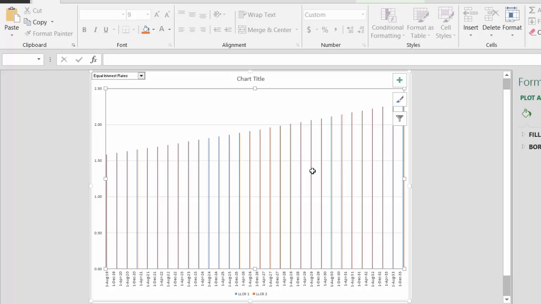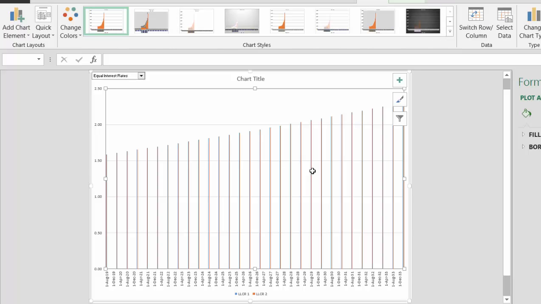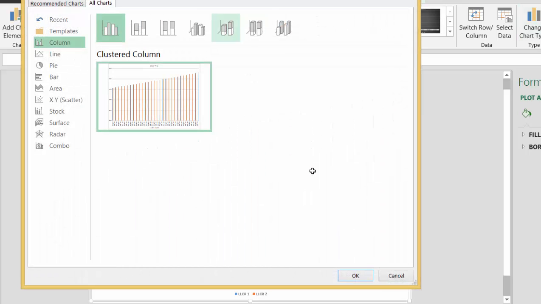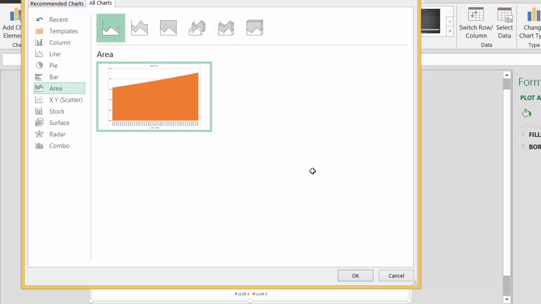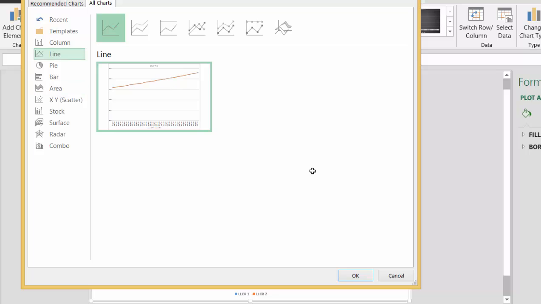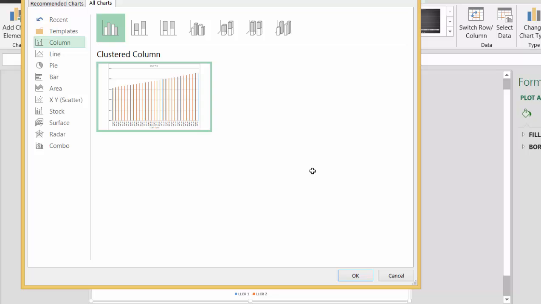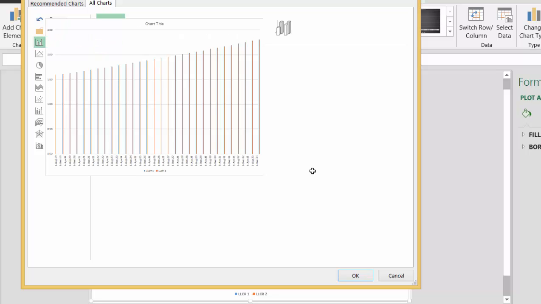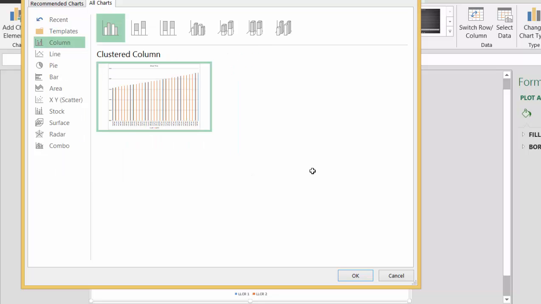What happens if we change the chart type? Clustered column. I guess we, what happens if we look at an area, will that be? I don't know. What do you think? This one doesn't. Can we make the columns wider? I'm going to try that myself.